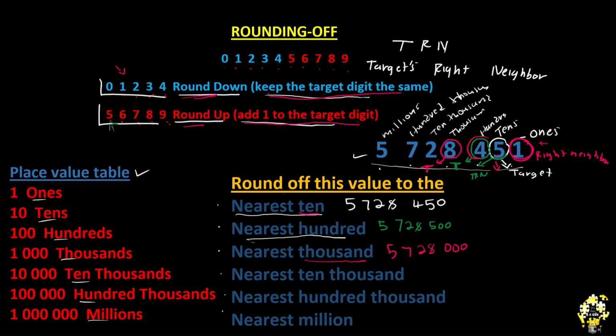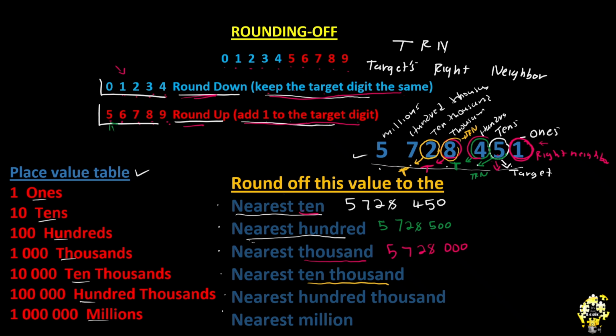Yes. Now, to the nearest 10,000, who is our target? That's the first thing you should always ask yourself when you're rounding off. Who is the target? The target is the number that sits in the 10,000 place. And it's this one here. It's the number 2. Number 2 is the target. Since number 2 is the target, who is the target's right neighbor? Just go to your right. It's number 8. Number 8 is the target's right neighbor.